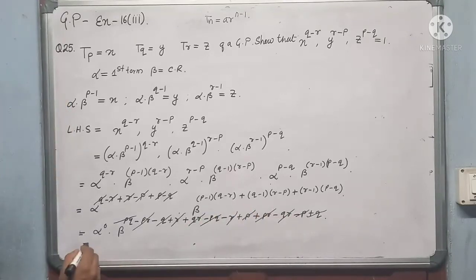Everything is cancelled out. Anything to the power 0 is 1, into beta to the power 0. Beta to the power 0 is also 1. This is equal to the right hand side.